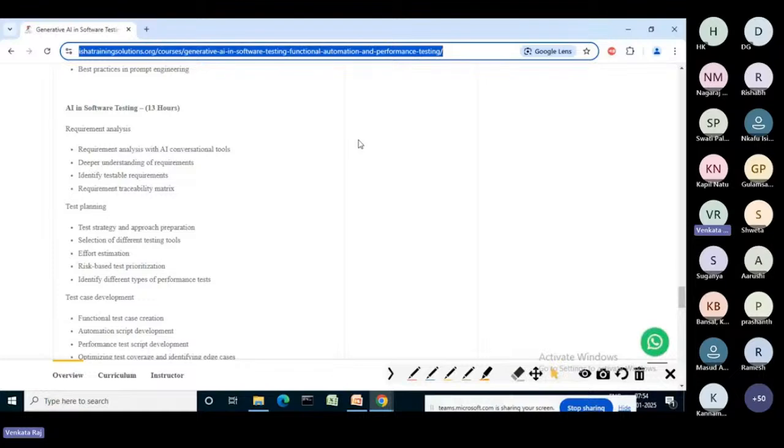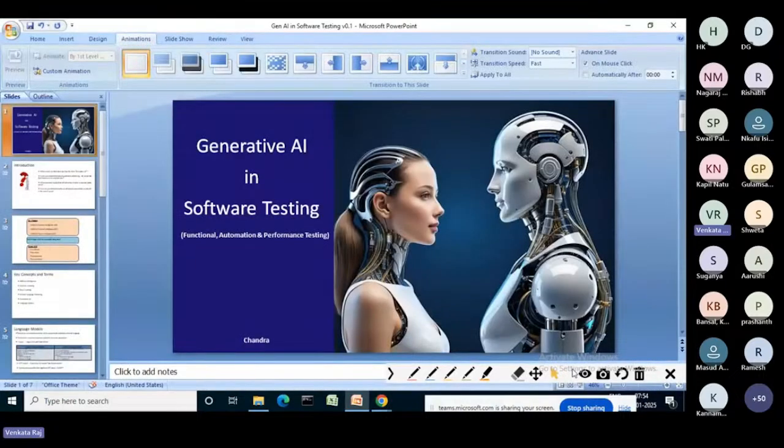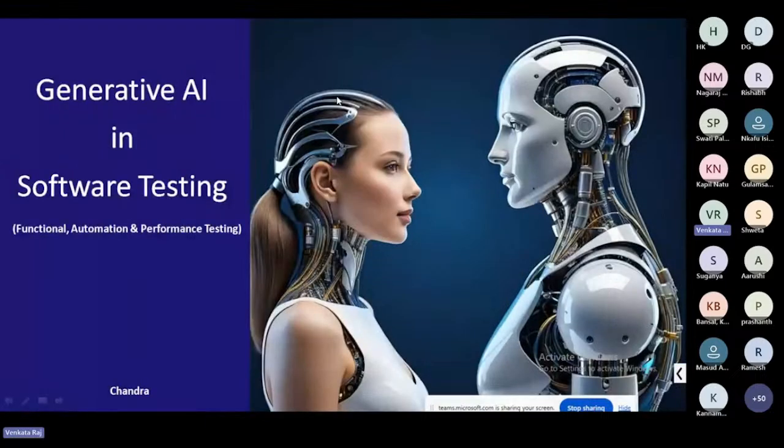So basically we'll now move on to the session, guys. Let me start for today. Whoever has any other queries, please feel free to ping in the WhatsApp group, and please go through the link for the topics which are going to be covered as part of this training. So you are going to see generative AI in software testing.